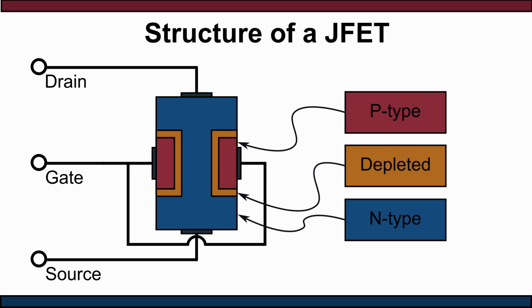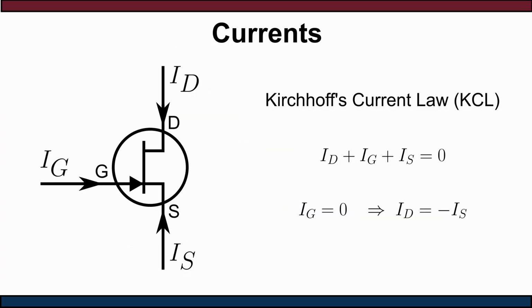These semiconductor areas are separated by a thin depletion layer that doesn't have charge carriers. This is the first feature of the JFET transistor. The depletion layer provides a very high resistance between the gate and the other terminals, and for our purposes we take it as infinity.